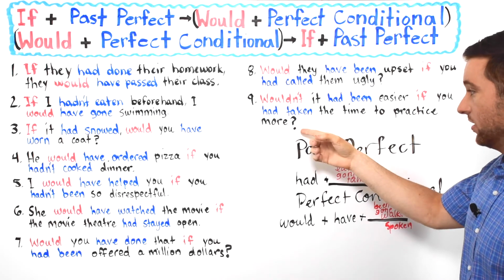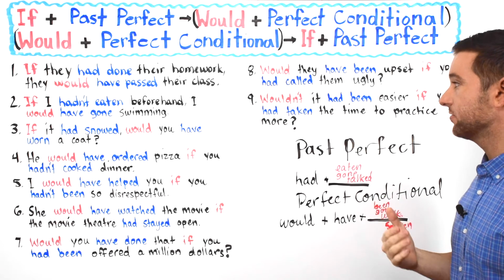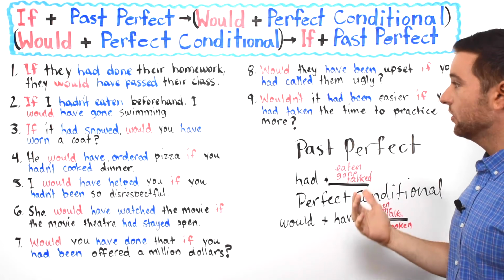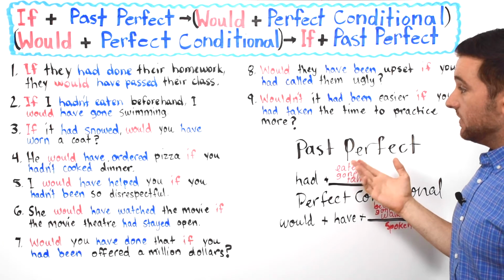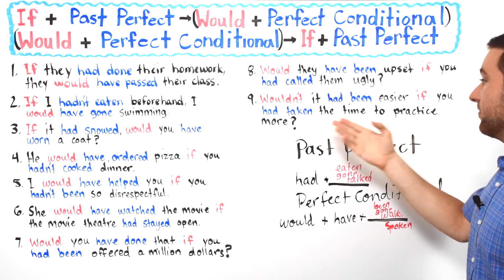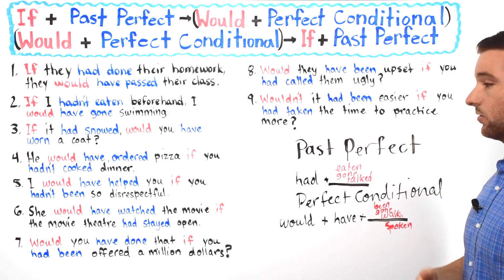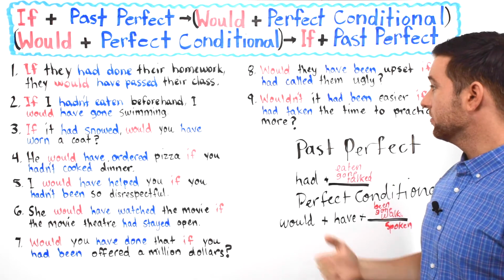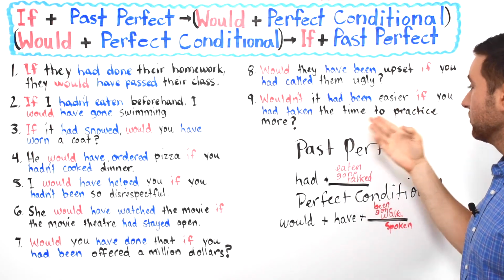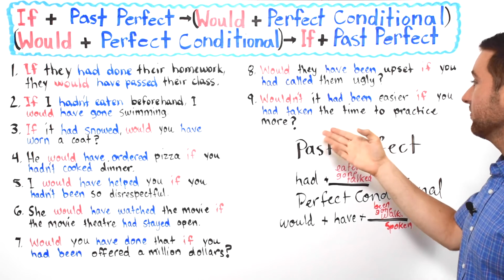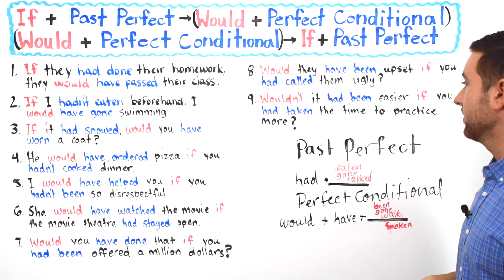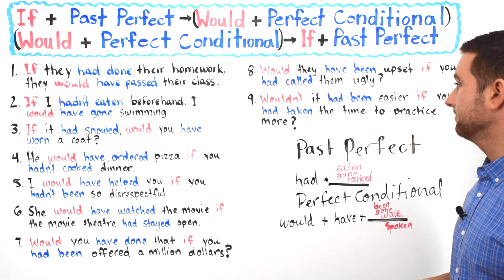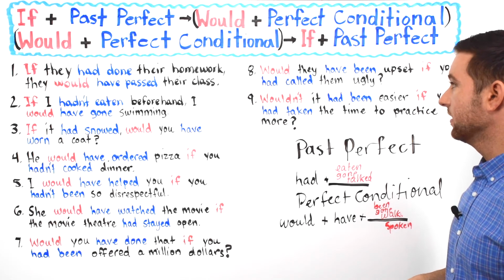Okay, and also with a question, we have to have a response, right? So we can say, yes, it would have been easier if I had taken the time to practice more. Or you could say, no, it wouldn't have been easier if I had taken the time to practice more. Okay, so you can choose.